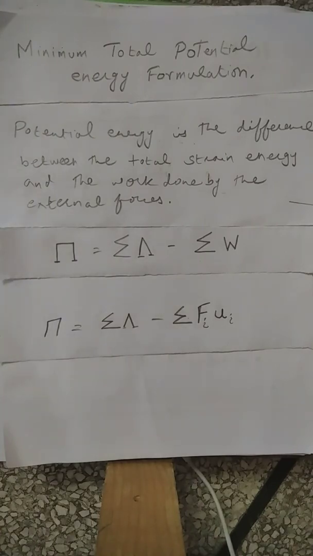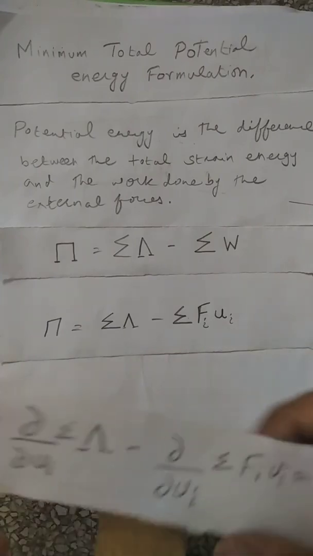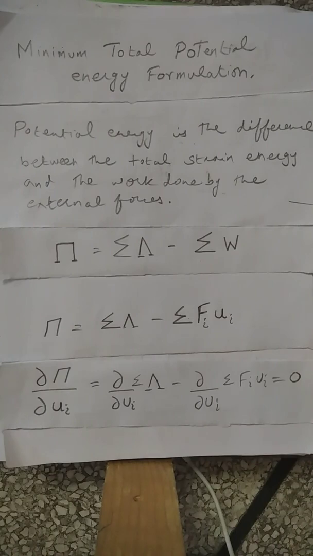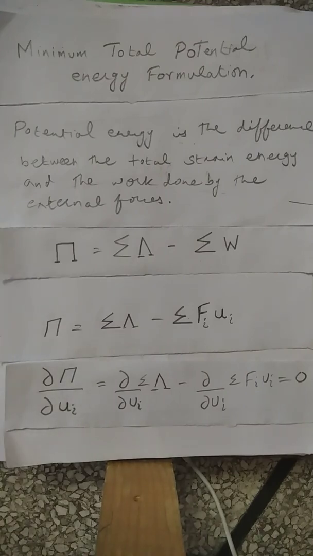Now in the next step, we will minimize the potential energy. And how do we minimize a thing? We take a derivative of that thing and put it equal to 0. This is how we minimize a thing. So we will minimize the total potential energy by taking the derivative of the potential energy with respect to the deformation and putting it equal to 0. So this has become the formula for the minimum total potential energy. This is called minimum total potential energy formulation.